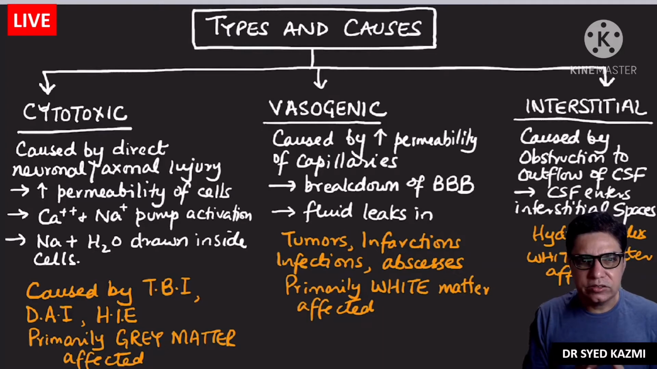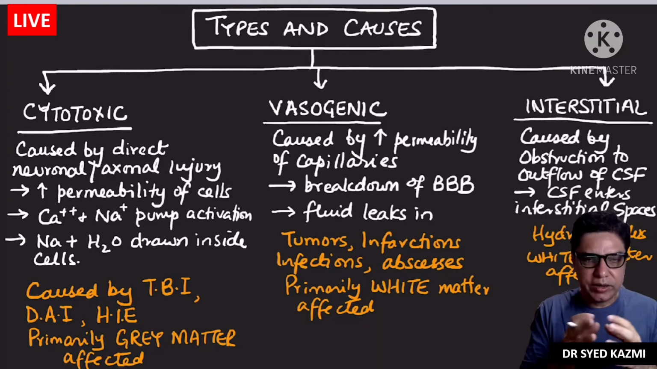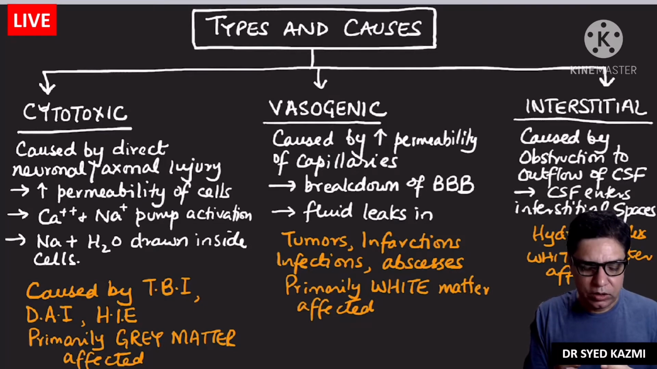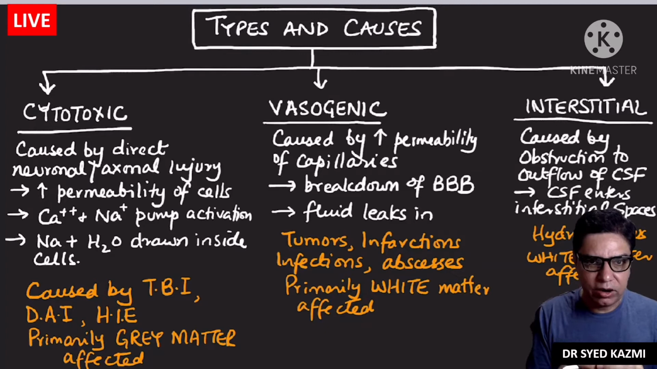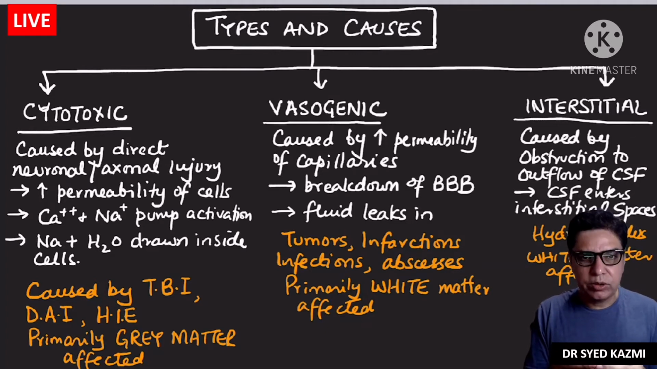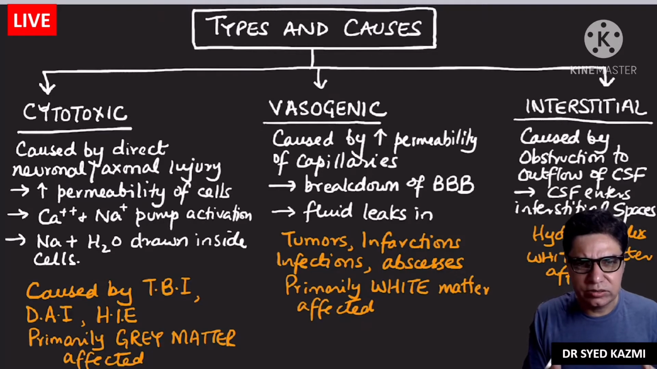Now, this is caused by increased permeability of the capillaries. We know that the brain has got the blood-brain barrier. So the capillaries have got very tight junctions in between. Not everything can simply leak out of the capillaries. But because of various reasons, usually it could be tumors, it could be infections, it could be abscesses, it could be stroke, whatever is the reason.